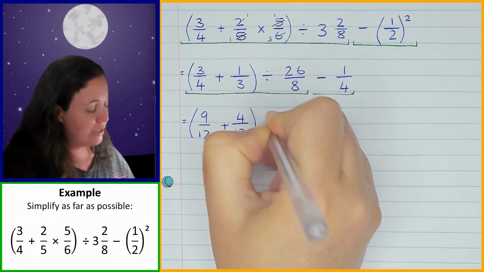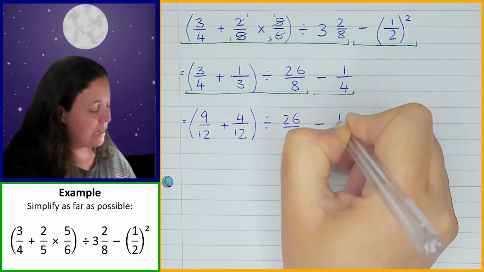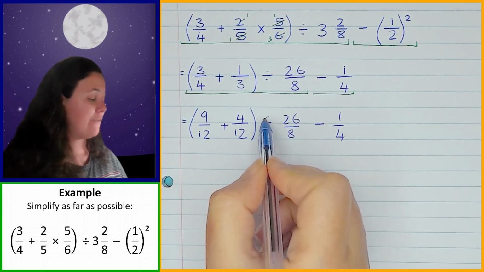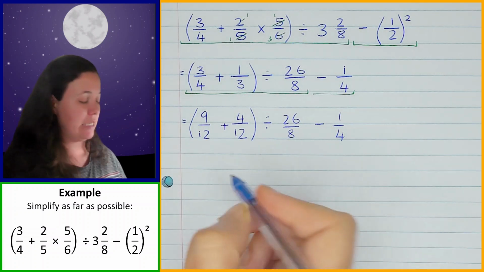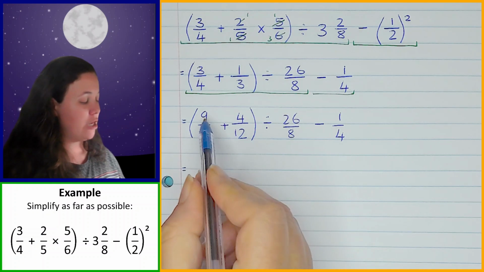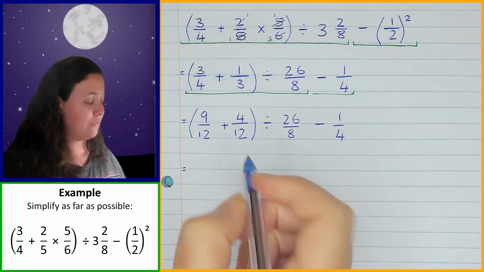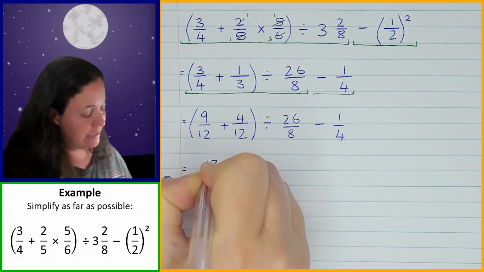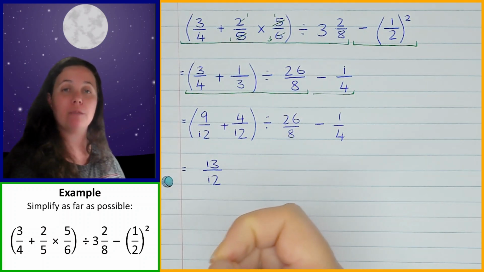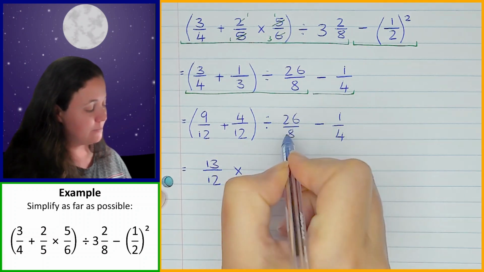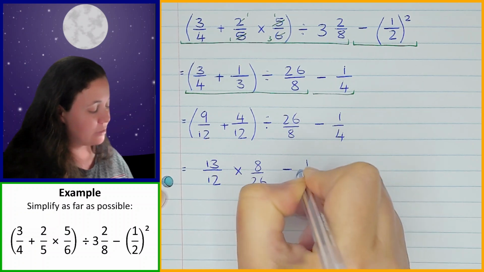Okay, so now I'm going to, over here, have divide, and then 26/8, and then minus 1/4. Now, I could actually already have tipped and times here, because again, this is not interfering with that in any way. Okay, but I can do it in the next step, and it's fine. Right, so now I've got 9/12 plus 4/12. Now they've got the same denominator, now I can add them. So 9 plus 4 is 13. So that's 13/12. And now I'm going to tip and times over here so that I'll be able to do my multiplication in the next step. So times 8/26, because I need to invert it. And then this minus 1/4 is still staying the same.